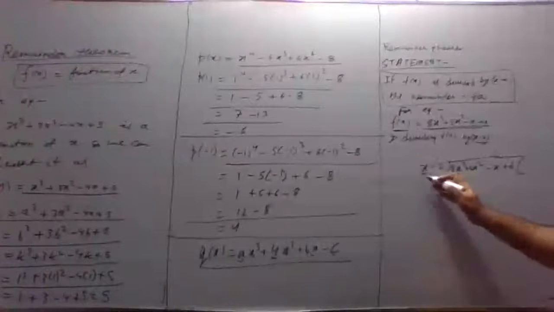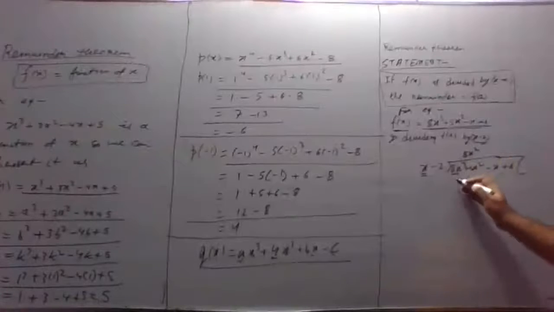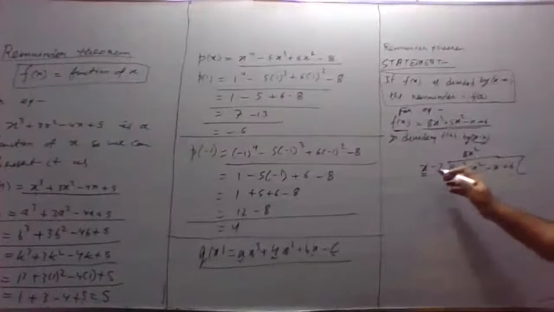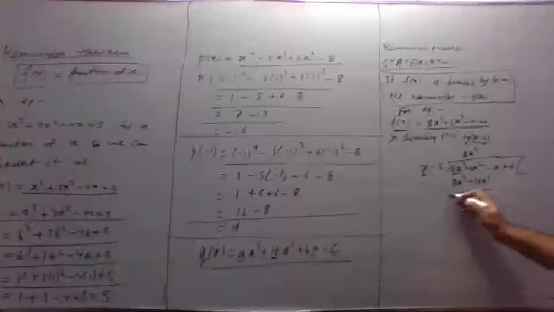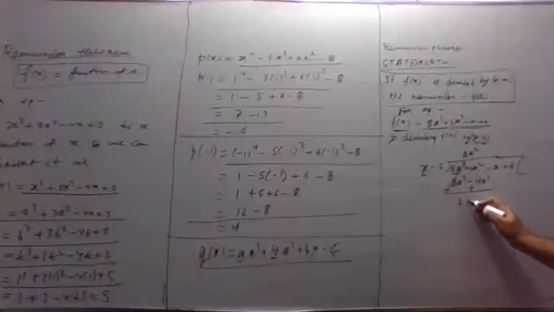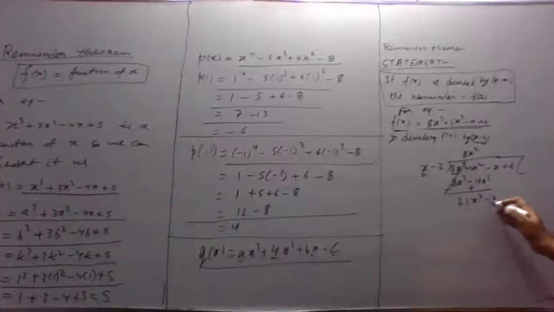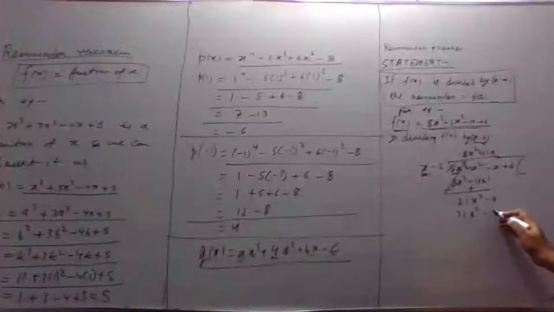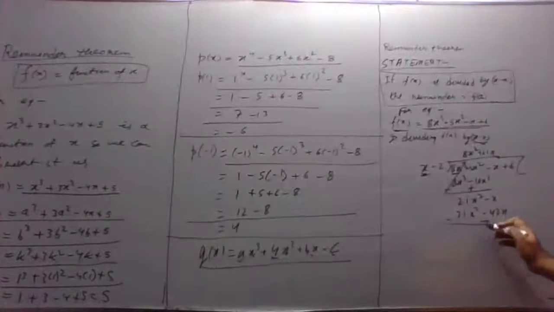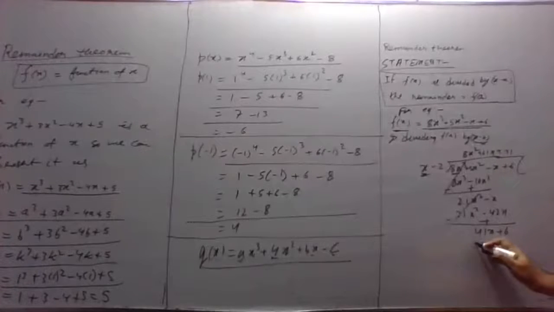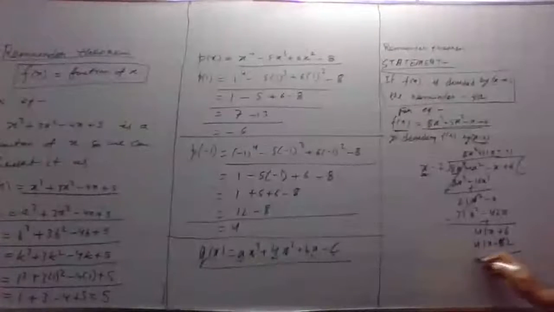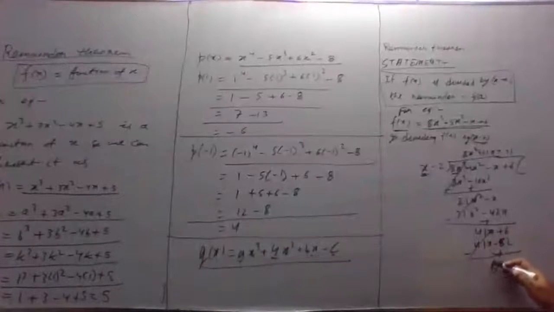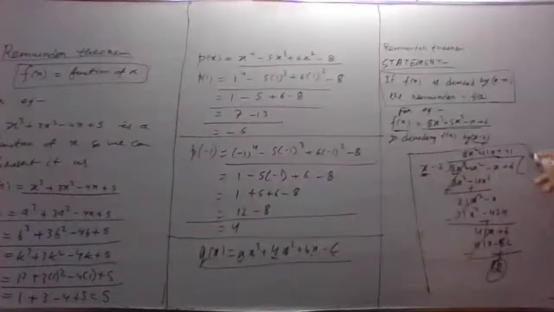We first take first terms only, 8x cube upon x is 8x square. If we divide it is 8x cube minus 8x cube plus 16x square. So it is cancelled out, 5x square plus 16x square, 21x square minus x. Then it is multiplied by 21x. So it is 21x square minus 42x. Then we again subtract, it will be cancelled out. 41x plus 6. So we write 41. So it becomes 41x minus 82. And on subtracting, 82 plus 6 is 88. So the remainder is 88. So we have to find like this.